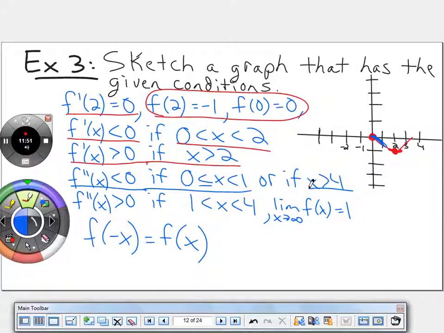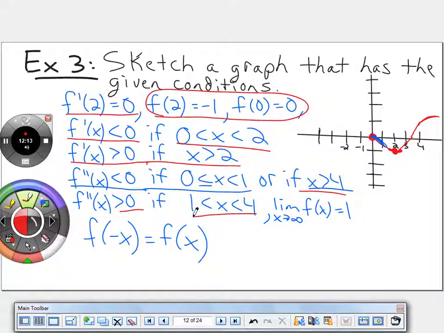So somehow when you get over 4, it kind of becomes a little more concave down, okay? From what we gather here, x is greater than 4, concave down as well. Second derivative is greater than 0. Again, this is concave up, if x is between 1 and 4.